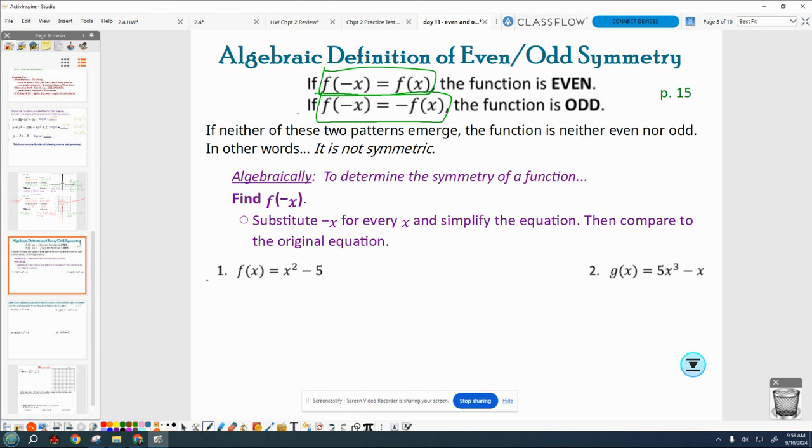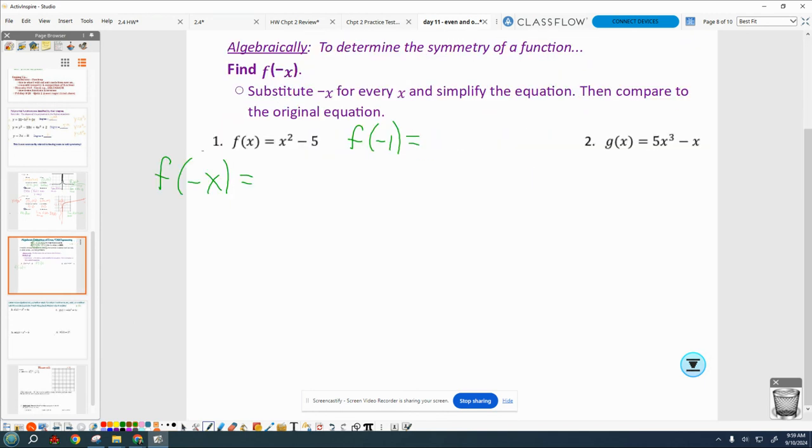So on page 15, flip the paper over, perfect. In both of these tests, I need to know f of -x. So for number 1, this is what we're going to do. We're going to do f of -x. But actually, before we do that, f of -1. What is f of -1 in this first problem? X squared minus 5. When I plug in -1 for x, what do I get?